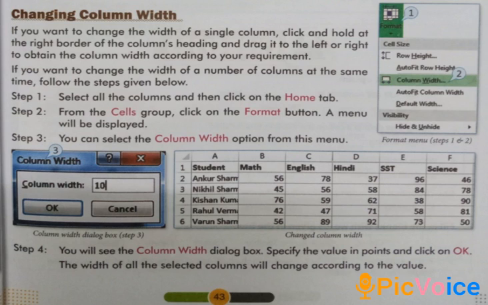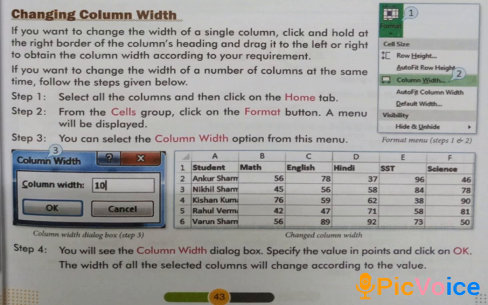Step 2. From the cells group, click on the format button. A menu will be displayed. Step 3. You can select the column width option from this menu. Step 4. You will see the column width dialog box. Specify the value in points and click on OK. The width of all the selected columns will change according to the value.